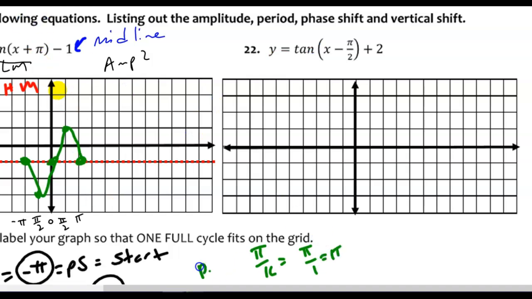This is the period. All right, for the phase shift, we do negative c over k still. The equation is negative, but then c is negative as well. So negative negative pi over 2 divided by k, which is 1. So in turn, negative and negative cancel, so it's positive. And pi over 2 over 1 is pi over 2. There's my phase shift.